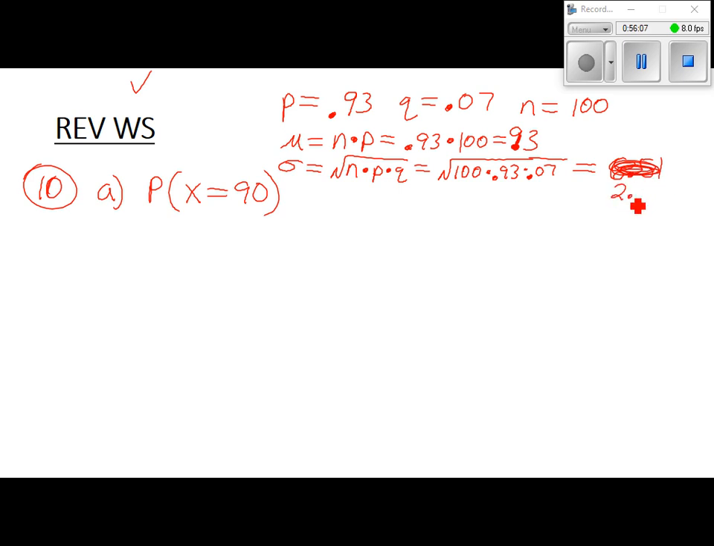2.55. To check it, we take N times P and N times Q, and they both have to be larger than 5. Do we really have to check both of them? No. We check the smaller one. If the smaller one's bigger than 5, then we know the bigger one is. So what's 0.07 times 100? 7. Is that bigger than 5? Sure. So it checks out, it will work as a binomial setup.